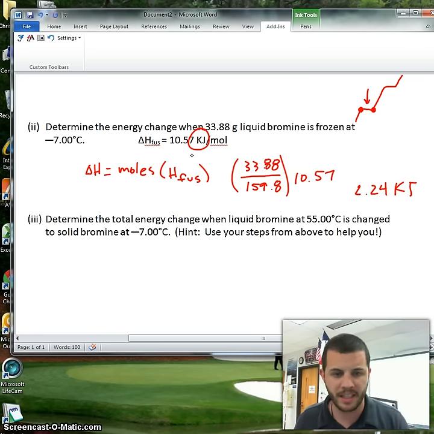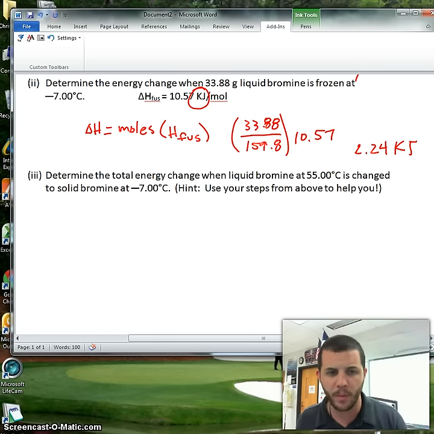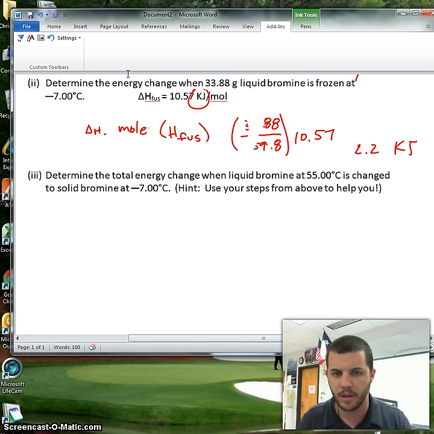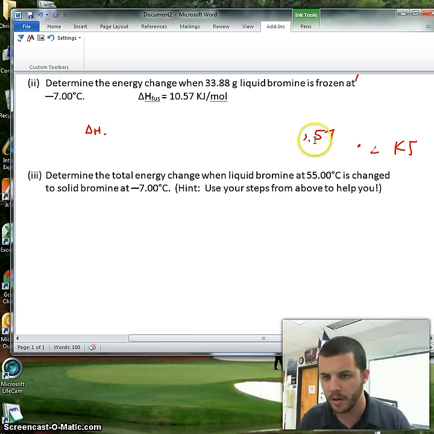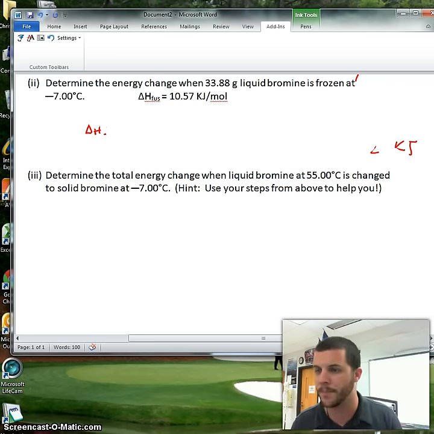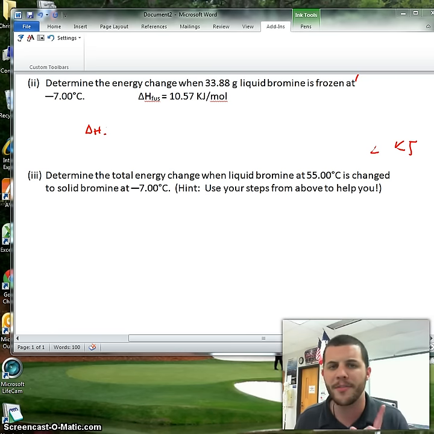The reason I know that this is kilojoules is because right here it gives me kilojoules. Now, for this last problem here, let me go ahead and erase this. There we go. Okay, so for this last problem here, it tells me to determine the total energy change when liquid bromine at 55 degrees Celsius is changed to solid bromine at -7 degrees Celsius. You have to be very careful the way you read this problem.